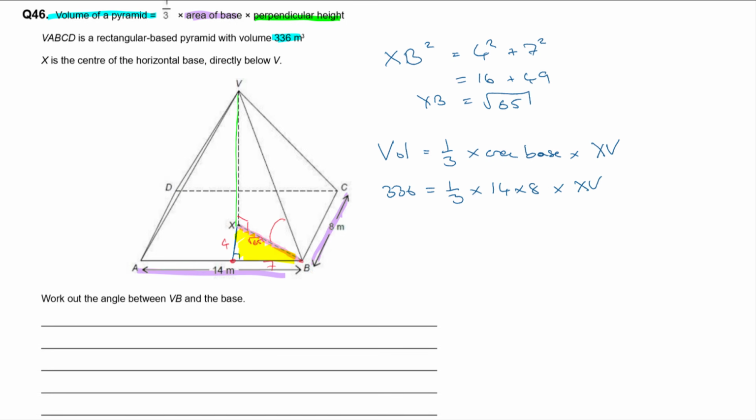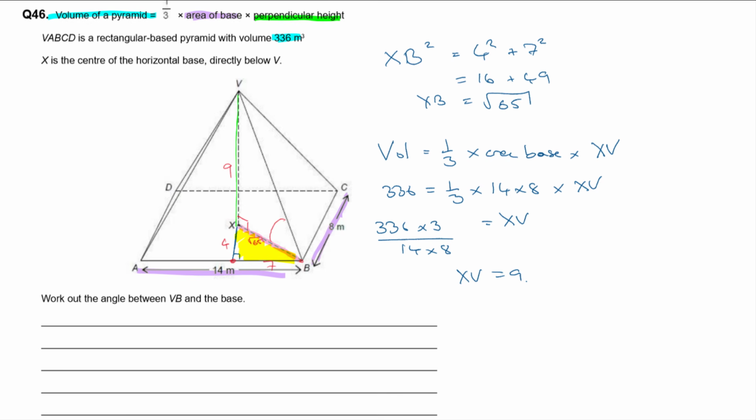Okay, so then rearranging, then XV is going to be 336. That third, if I times through by 3, it will disappear, and I'll get a times 3 up here, and then I'm going to divide through by the 14 and the 8 like that. So I've got XV, the height of the pyramid, is going to be 336 times 3 divided by 14 divided by 8, and that comes out to be 9. So XV is equal to 9. Okay, so that side there is then 9.